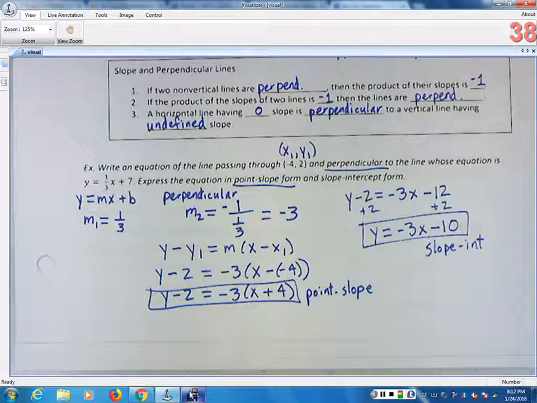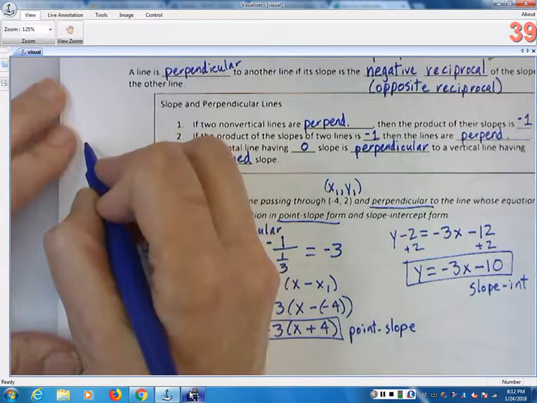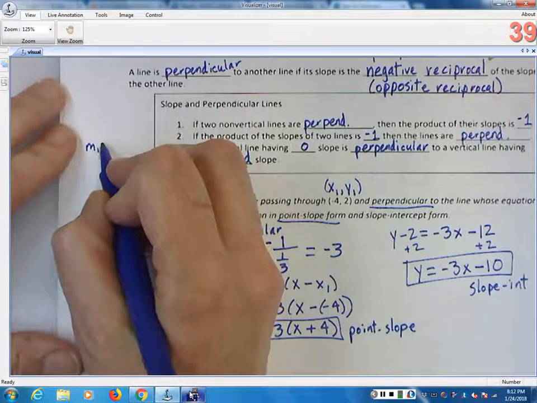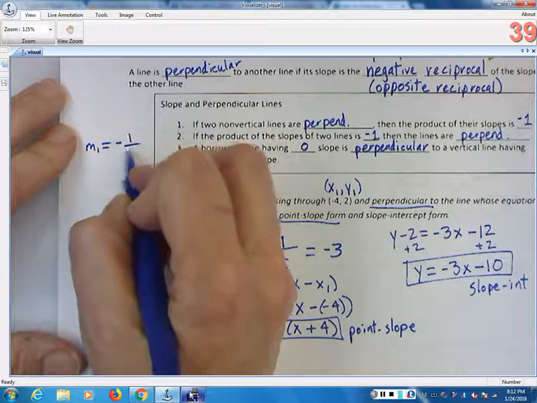And on the next page, I'll go ahead and write again. I know, you guys are writing it down anyway, aren't you? So this is what we've already done. We just need to remember if something's perpendicular, then m1 equals -1 over m2.